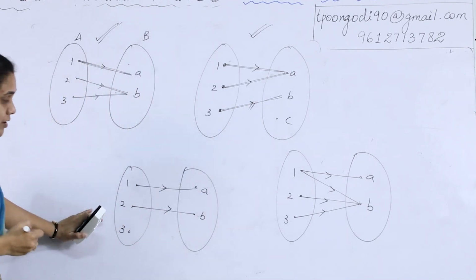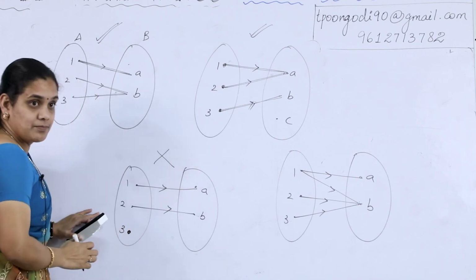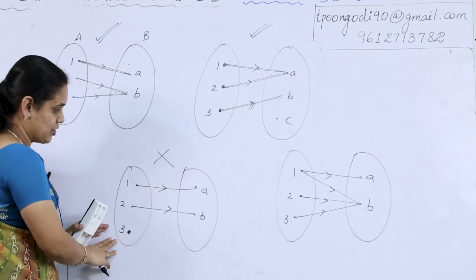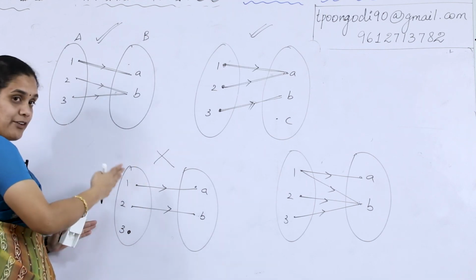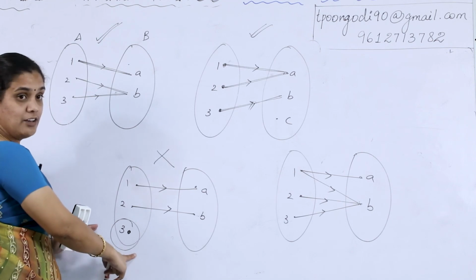And what about this one? It is not a function. You see carefully, this is left out. It has no image. Our definition is that every element should have an image, but this is not having any image. Therefore, it is not a function.